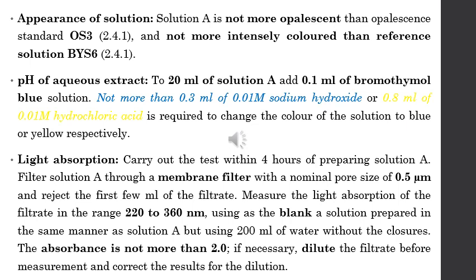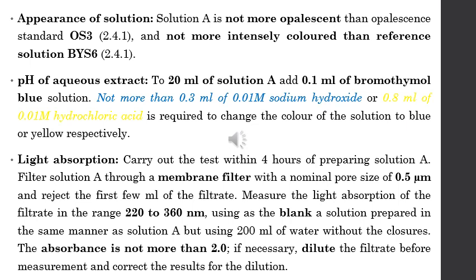Now in IP chapter 2.4.1, we'll have a series of standards which are given. So the opalescence and the colored intensity is compared with these standards. So it says that solution A should not be more opalescent than the standard OS3, and it should not be more intensely colored than the reference BYS6, which is given in chapter 2.4.1.